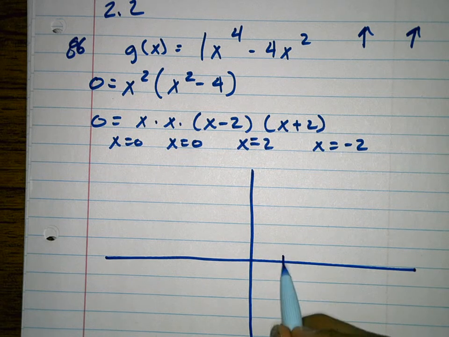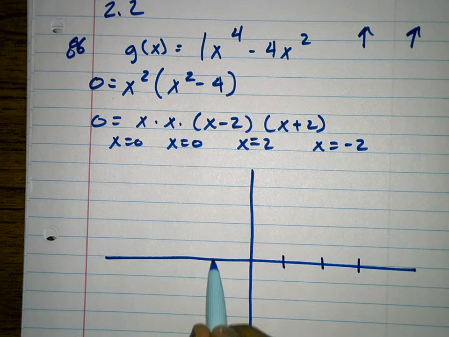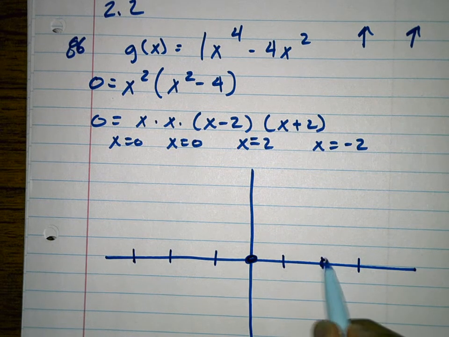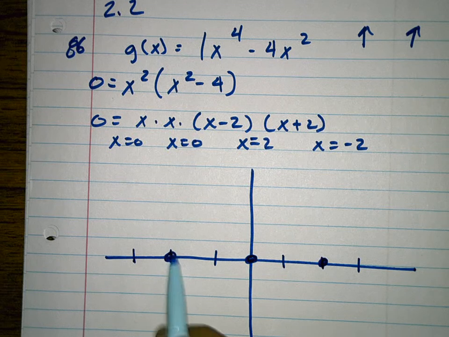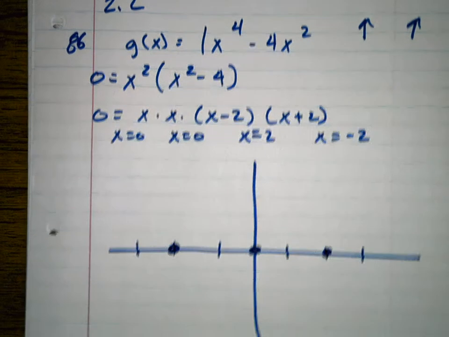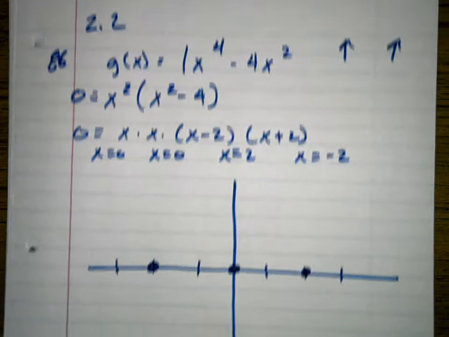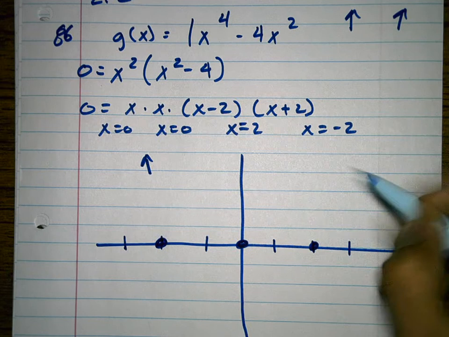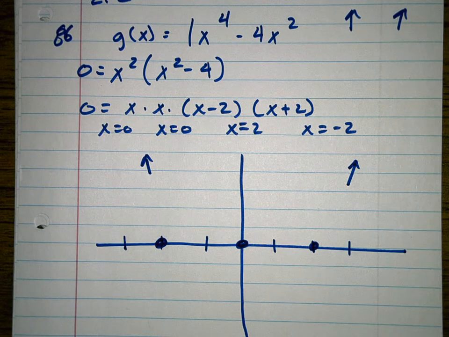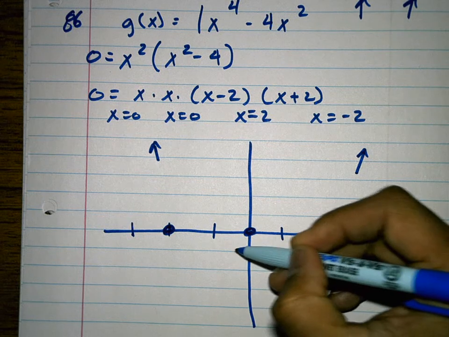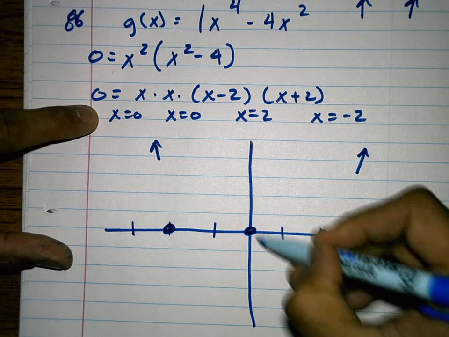So we got 1, 2, 3, 1, 2, and 3. I'm plotting an x-intercept at 0, an x-intercept at positive 2, and an x-intercept at negative 2. Now I need to plug in some points to determine how they turn around. Just keep in mind they both end up here. So I cross here, turn around, bounce at 0 because I have two zeros, and come back out.